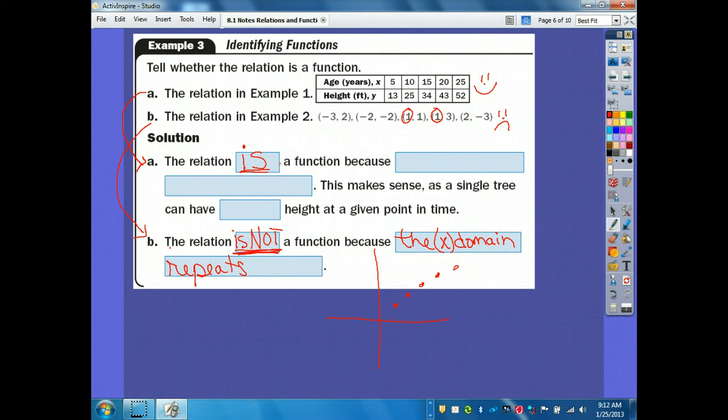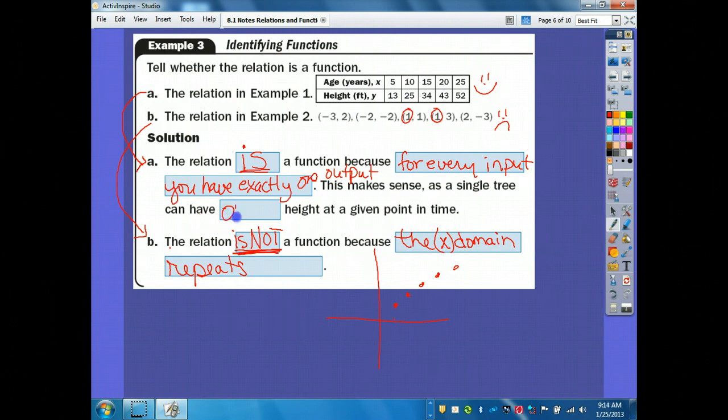What can we say? Think of the vocab we just read. Because for every input, remember that? Because for every input, you have exactly one output. And that's right from your vocab on the front page. This makes sense as a single tree can have, what, blank heights at a given point in time. What could I fill in there? Can have only one.